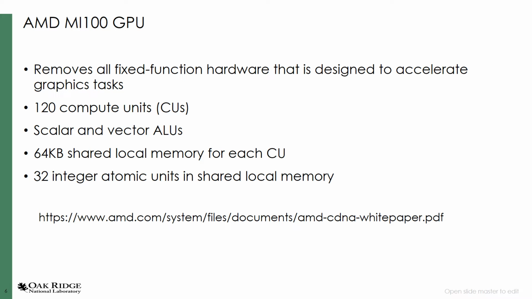Each compute unit has shared local memory that enables low latency communication between work items within a work group. The size of the local memory is 64 kilobytes for each compute unit. The shared local memory contains 32 integer atomic units, enabling fast, unordered atomic operations.